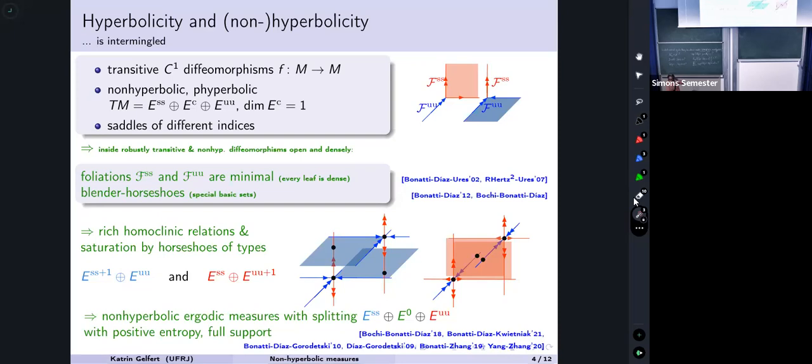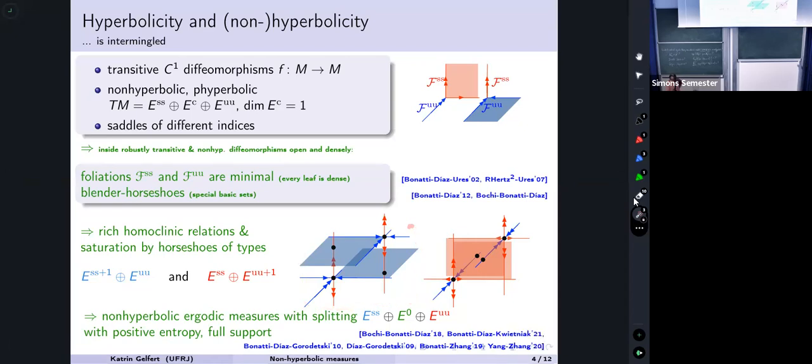Inside the class of robustly transitive non-hyperbolic diffeomorphisms, it was shown that such properties are true in an open and dense subset, done by a number of people. Moreover, it is a consequence of the coexistence of saddles of different type of hyperbolicity and the minimality of the strong stable foliations that we have rich homoclinic relations, and in particular there exist horseshoes. So you can connect, like here in the picture, two saddles, two fixed points of contracting type, and their stable and unstable manifolds intersect transversely, giving rise to a horseshoe.